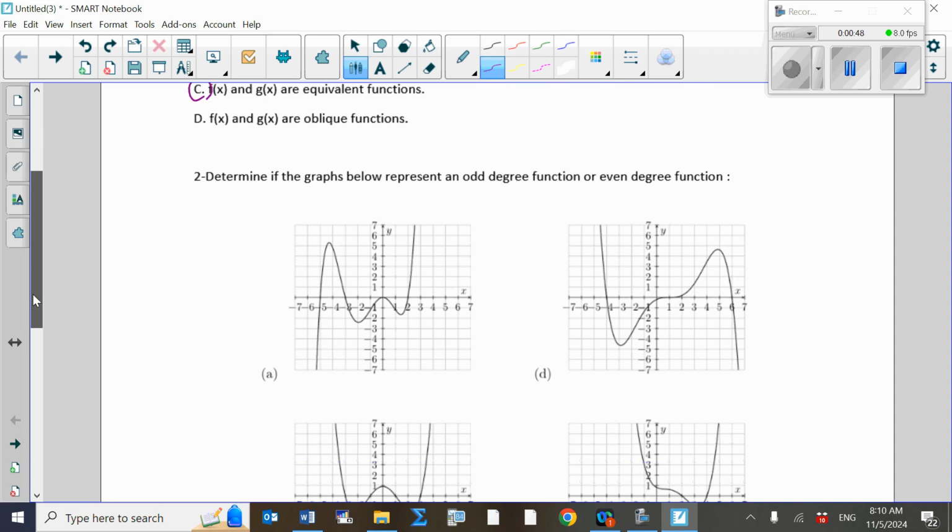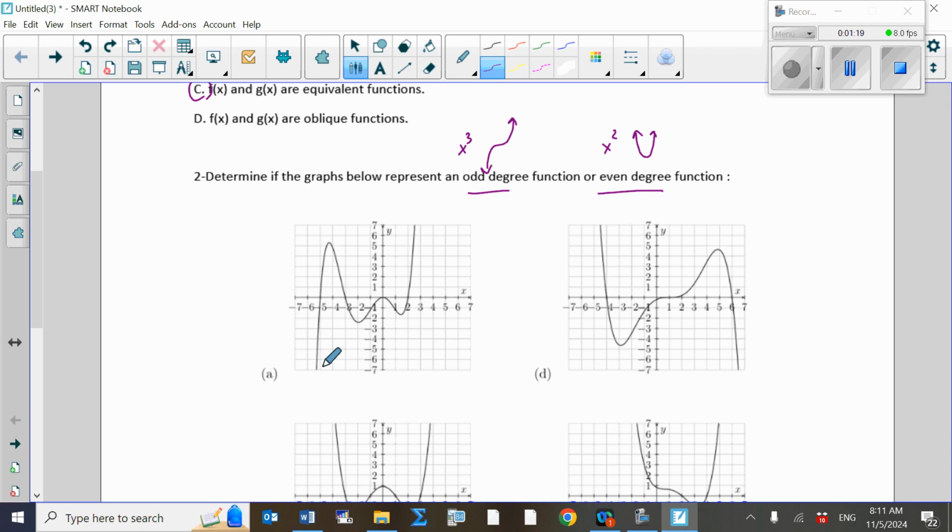Next question is asking us to determine if the functions are odd degree or even degree. We know that odd degree functions are similar to x to the power of 3, and their end behavior looks like this. One goes to the top, the other one goes to the bottom, two different directions. And even degree functions are similar to x squared, where both end behaviors are going in the same direction. So just looking at the end behavior can help us find if they're odd degree or even.